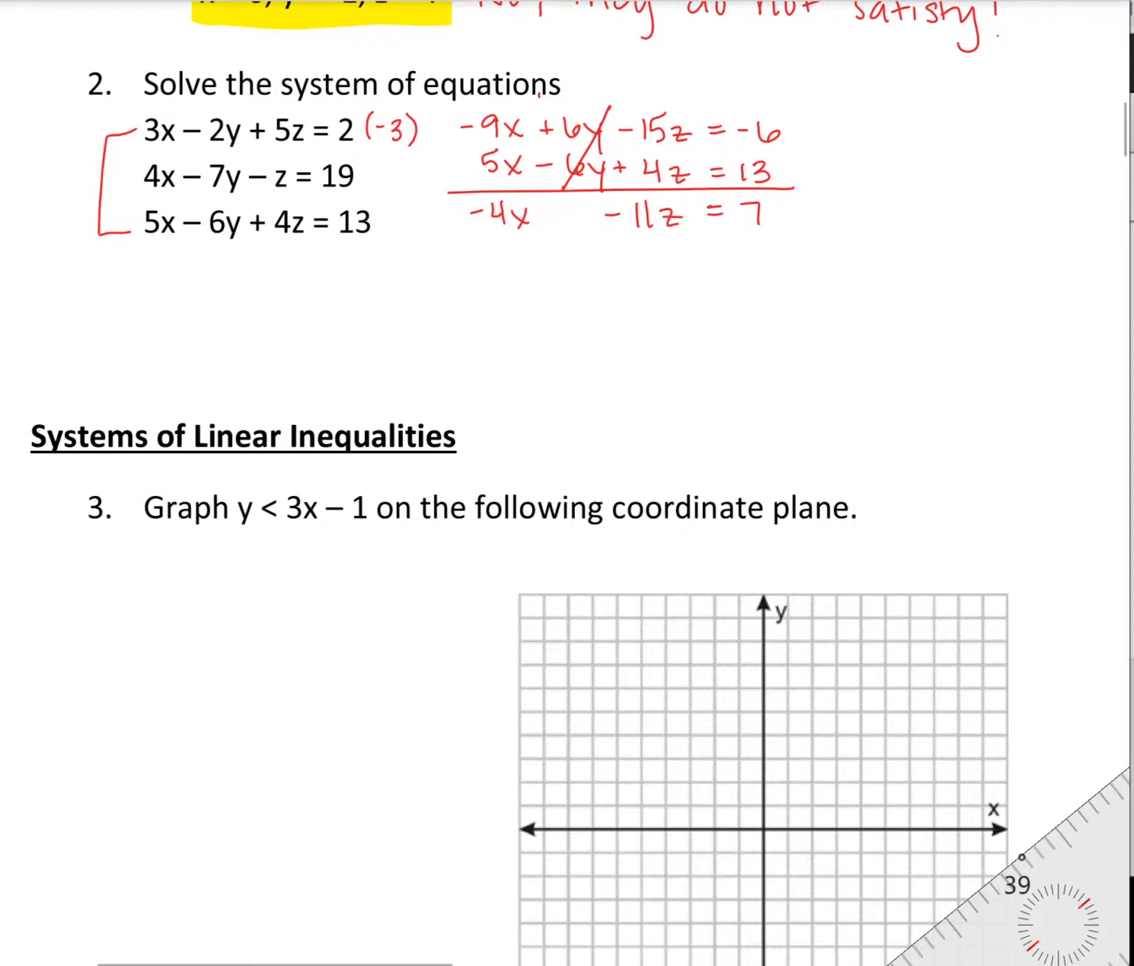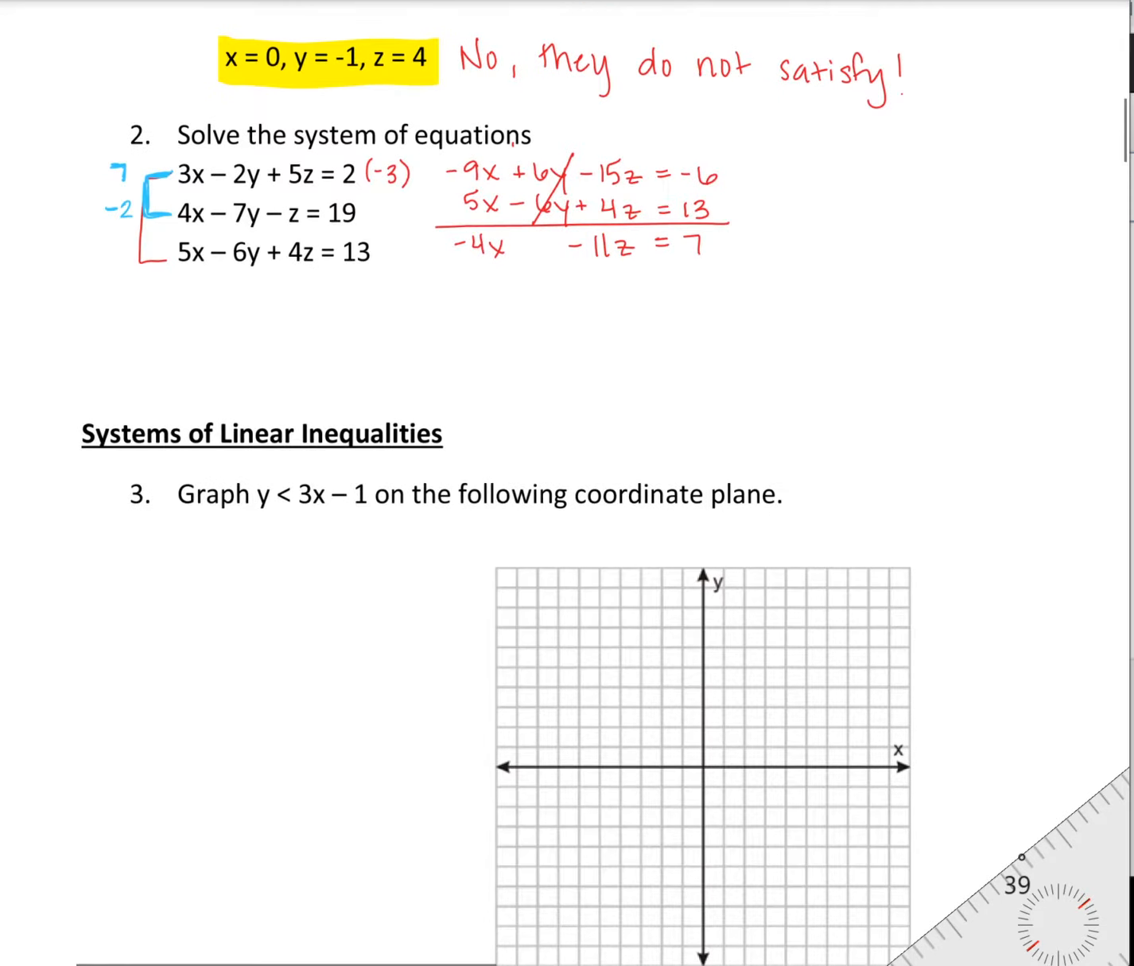So now I'm going to choose a different one. I'm actually going to choose the first 2. All right, so I know that in order to make that 7y and 2y cancel each other out, I'm going to multiply the top by 7. So I'm multiplying everything on the top by 7. I'm going to multiply everything on the bottom by -2.